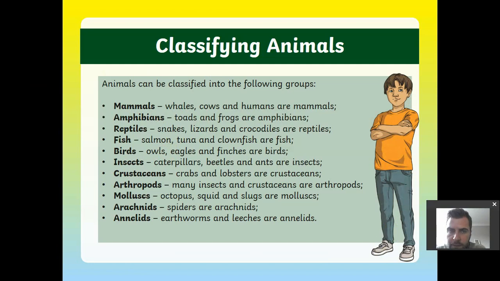So, classification of animals. Animals can be classified into the following groups. So we've got mammals, amphibians, reptiles, fish, birds, insects, crustaceans, arthropods, mollusks, arachnids, and annelids. All different groups. So each animal comes within one of these groups. So for instance, an owl would be classified as a bird. A human would be classified as a mammal. So we have groups to help us classify these animals.